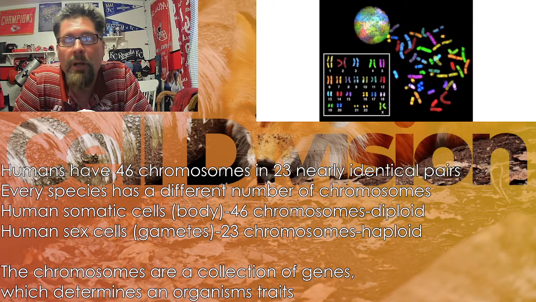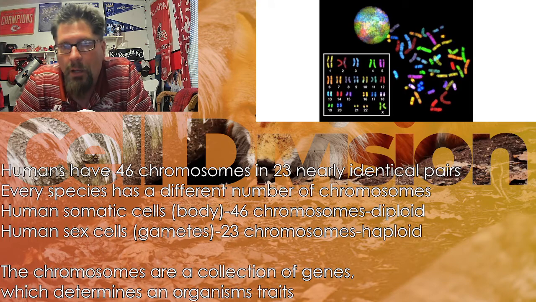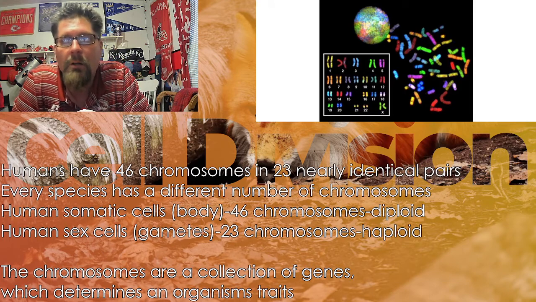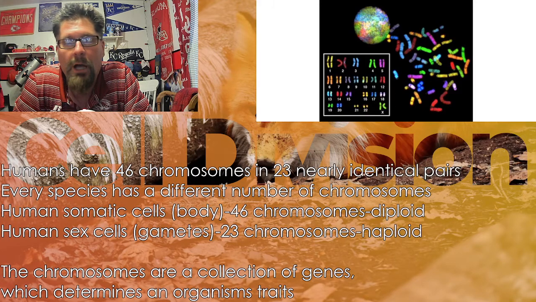But before we get into that, let's talk about chromosome sets, chromosome pairings. That diagram beside me there, that's a karyotype. To the far right, they're just loose, and then the small box in the bottom left-hand corner, that's the homologous chromosomes paired together.